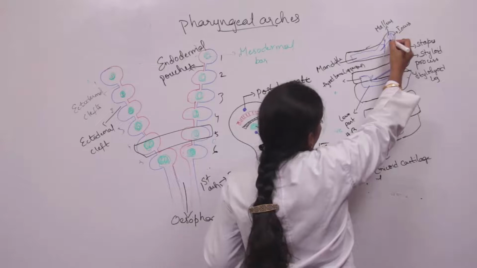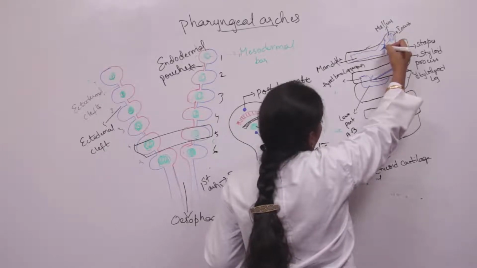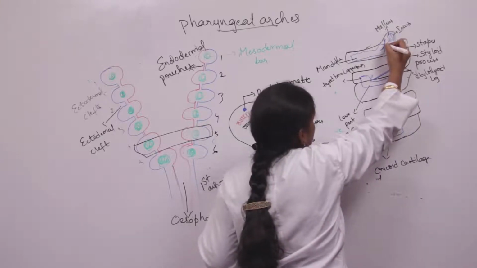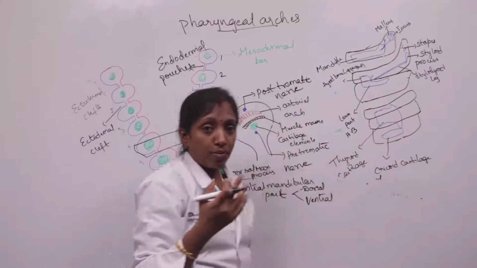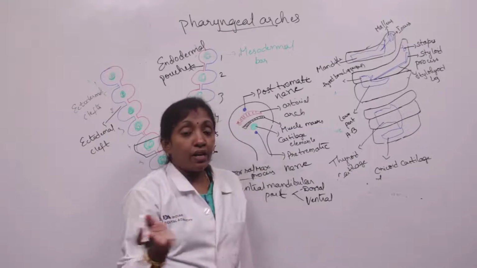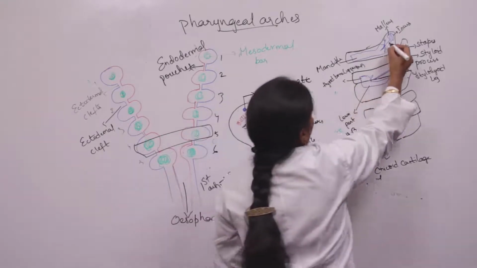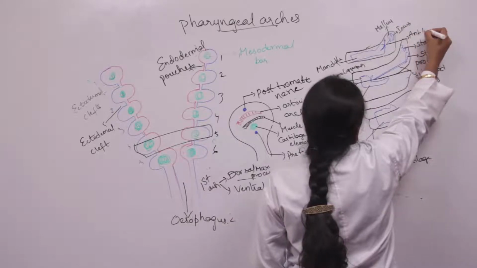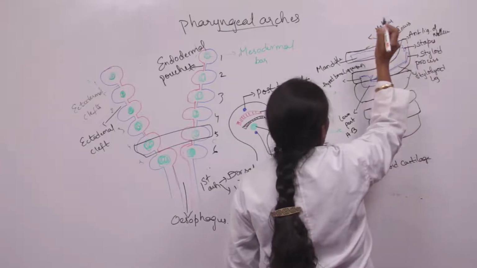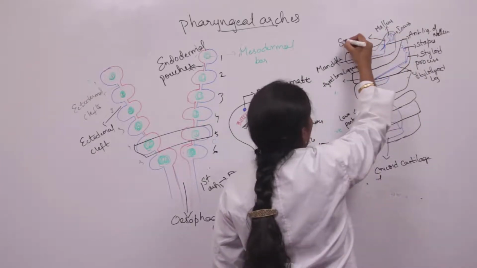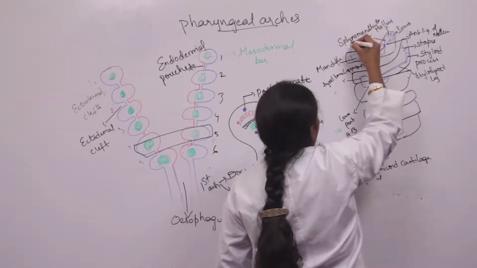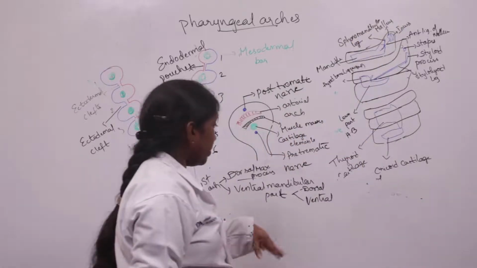And the remaining part of the dorsal part remains as a fibrous membrane, which forms the anterior ligament of malleus and sphenomandibular ligament. This is the anterior ligament of malleus, derived from the dorsal part of the first arch, and this is the spine of the sphenoid, which gives attachment to the sphenomandibular ligament, which extends up to the lingula of the mandible. And coming to the ventral part.